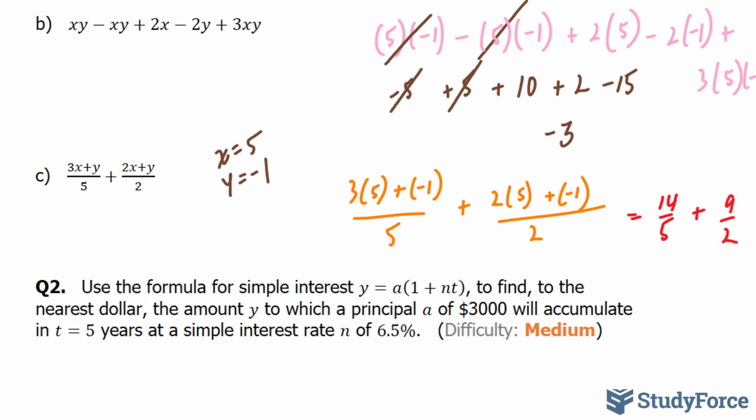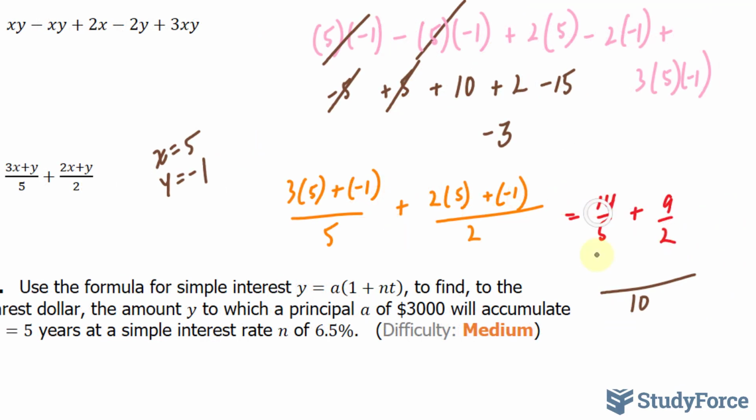Of course, you need to combine these two terms. We need a common denominator. The common denominator is 10. You can multiply the 5 and the 2, that's 10. And then 2 times 14 is 28, plus 5 times 9, that's 45. Combining the numerators, that gives us 73 over 10. Let's move on to question 2.